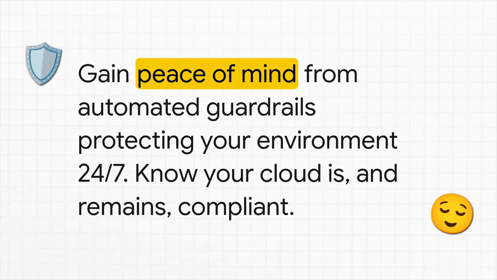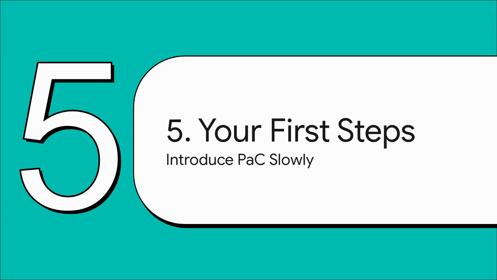And finally, all of this gives you assurance. It's that peace of mind you get from knowing you have these automated guardrails protecting your environment 24/7. You can be confident that your cloud is compliant today, and maybe more importantly, that it's going to stay compliant tomorrow. Now, I know this all sounds really powerful, but it might also seem like a massive project. But here's the good news. You don't have to do it all at once. In fact, you shouldn't. You can, and absolutely should, roll out policy as code one step at a time.